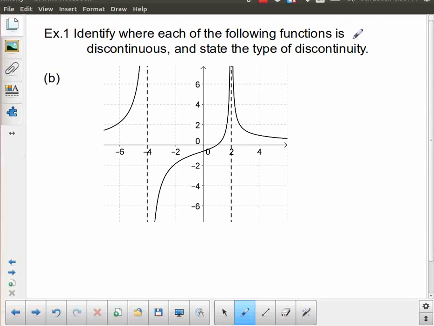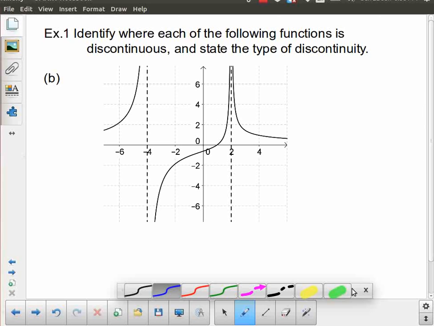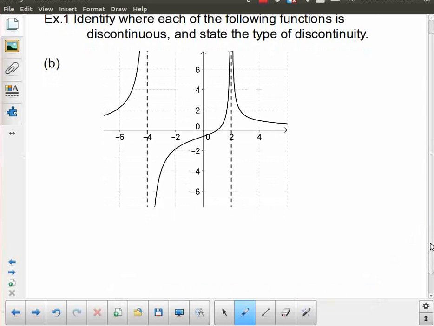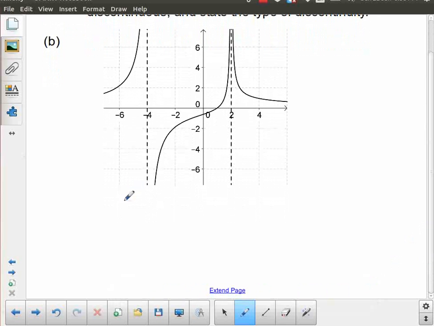Identify where each of the following functions is discontinuous and state the type of discontinuity. Here we take a look at it. We can see we have two vertical asymptotes. And as I mentioned at the beginning, vertical asymptotes are always going to result in a discontinuity, because of the infinities involved.